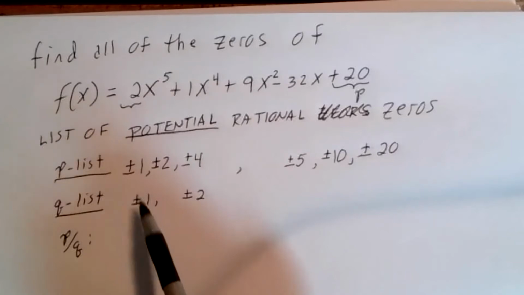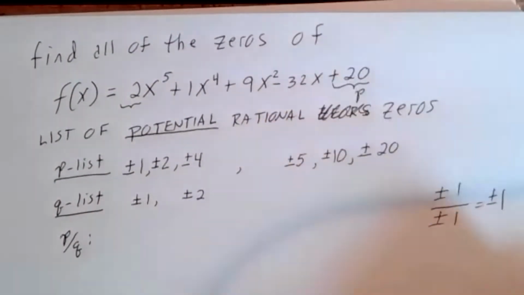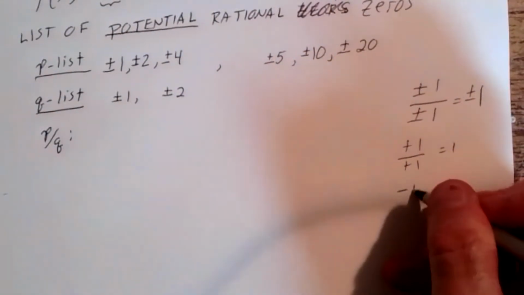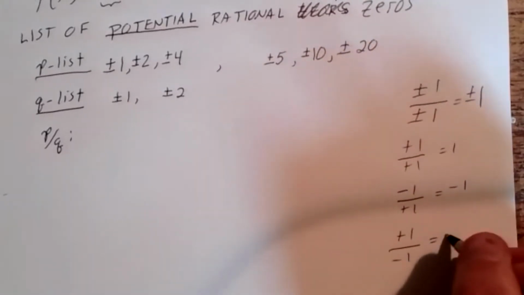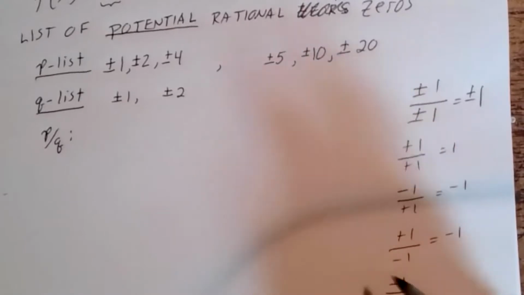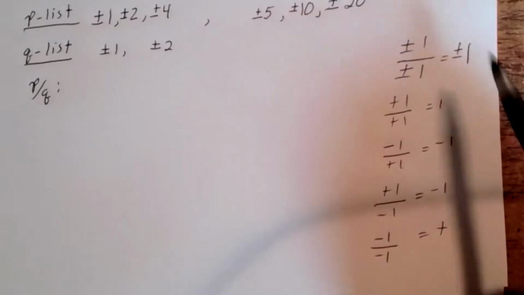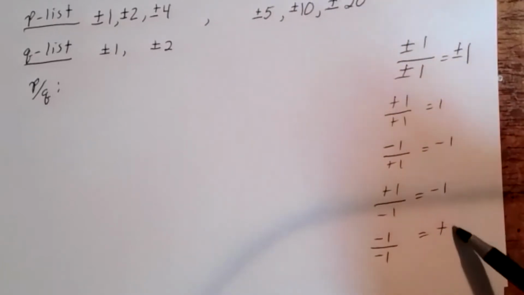So positive or negative 1 divided by positive or negative 1 is going to give us what? It's going to be positive or negative 1. Do you agree? Isn't that true? Because, ladies and gentlemen, we could have a positive 1 divided by positive 1. That's 1. We could have a negative 1 divided by positive 1. That's negative 1. We could have a positive 1 divided by negative 1. That's negative 1. Or we could have a negative 1 divided by negative 1, which is positive 1. Everybody see what's going on here? So when you have a positive or negative 1 divided by a positive or negative 1, it's either going to be a positive or a negative 1.